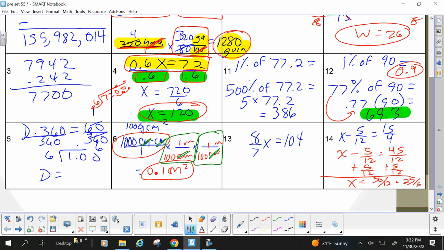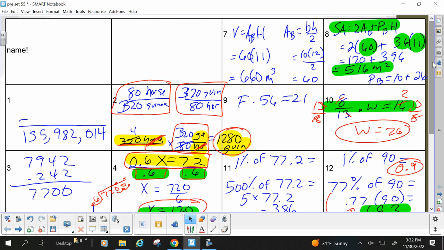The whole point is converting units. So if you don't have units in every one of those places, then mark it wrong. That is the whole idea. It is not just about the numbers. It's about the units. Okay, number 6. Hopefully, you're getting better at these.